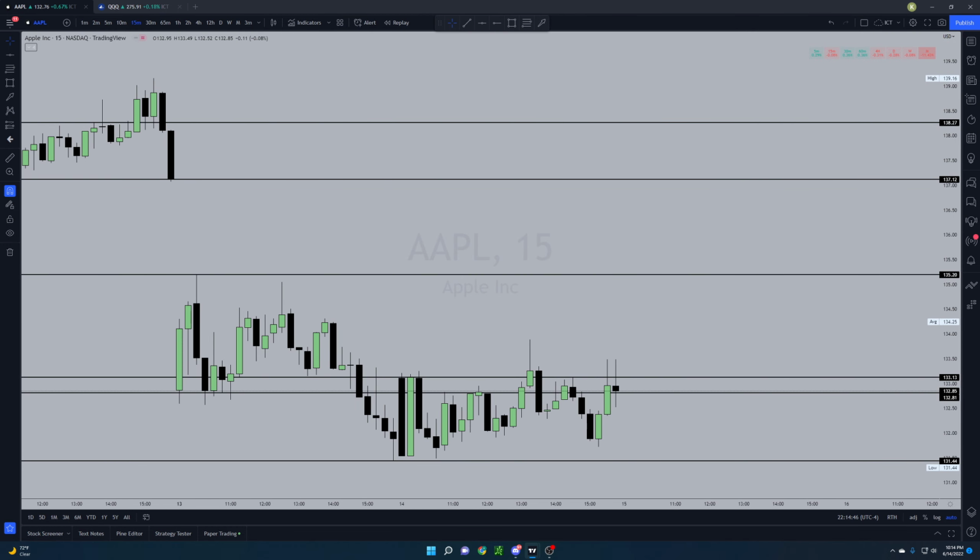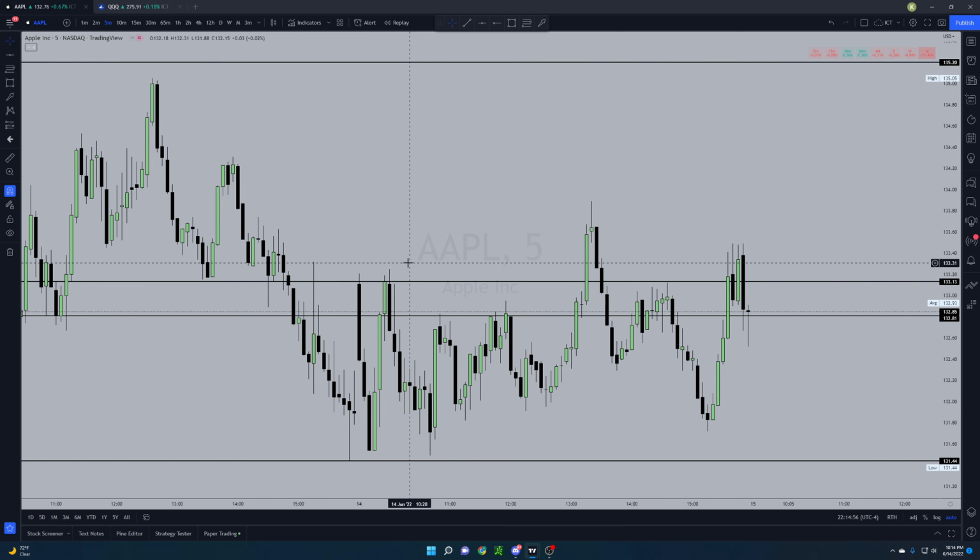And then now how you play these levels is even simpler. So there's a couple ways to go about playing them. So I usually drop down to a 5-minute time frame, and the first way to play these on a 5-minute time frame is wait for a 5-minute close over or under your level, and then take long or short, right?